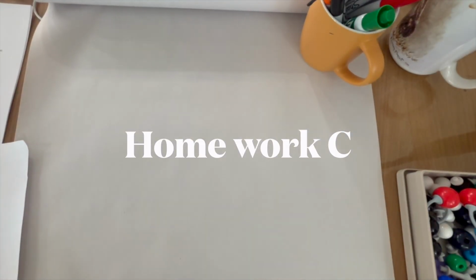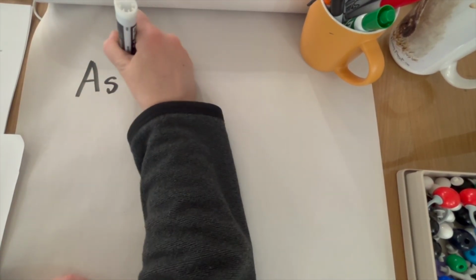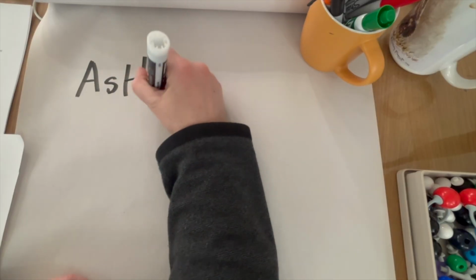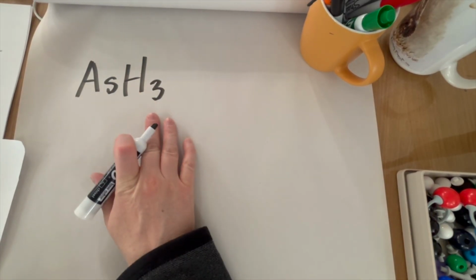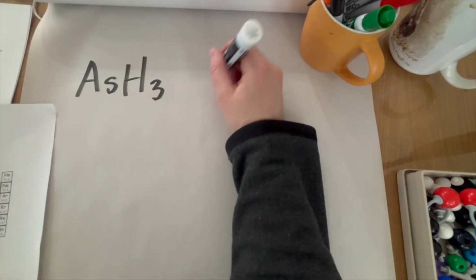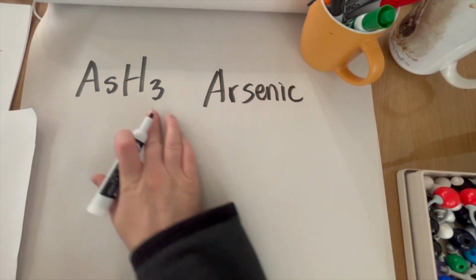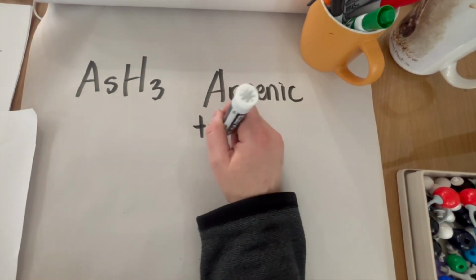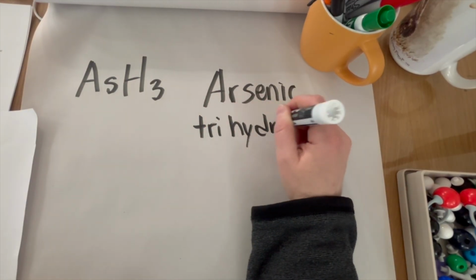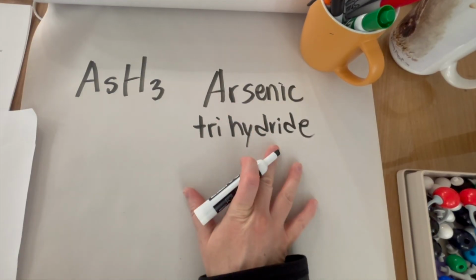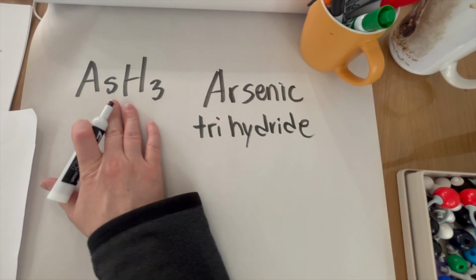Okay, next we have version C of the homework. So we're going to start off with those. And our first molecule for that homework set is AsH3. As is arsenic. Arsenic, we have 3 hydrogens, so we have trihydride. So arsenic trihydride is the name of our molecule.